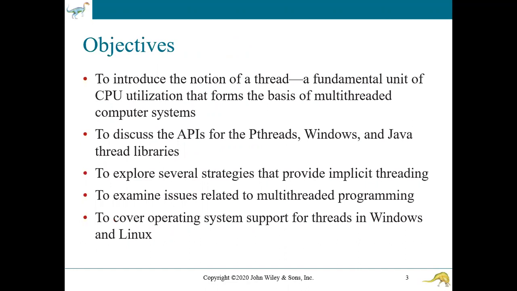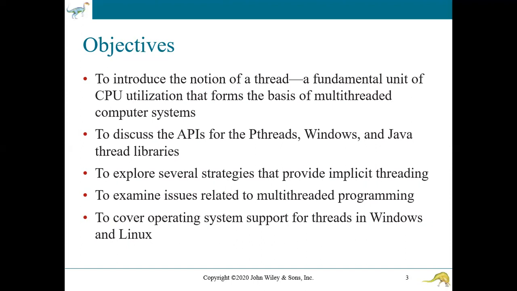The notion of a thread is a fundamental unit of CPU utilization. That is the basis of multi-programming, multi-threading. So API is what? Application Programming Interface. Thread is a data structure, just like a socket is a data structure. You have different ways of running the thread libraries, so there are threads and thread libraries.